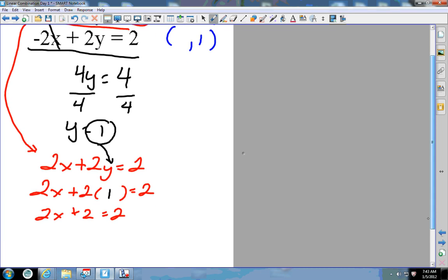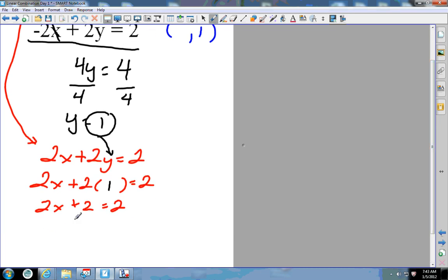Okay. So now let's go through. Subtract 2 from each side. 2x. Now, this is where people get stuck. They go, wait a minute, I just have 2x. What does 2x equal? 0. When you divide by 2, x is 0. 0 is a good number.